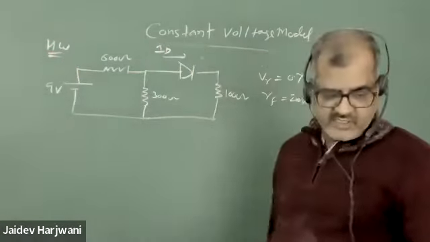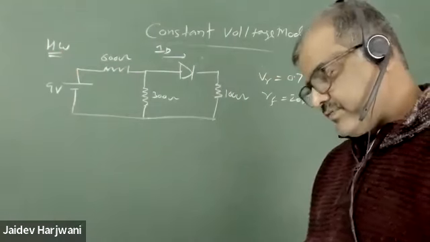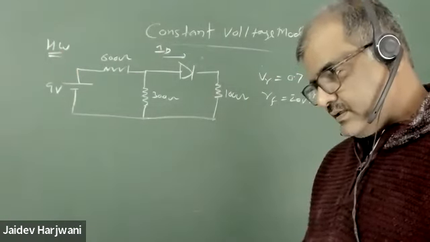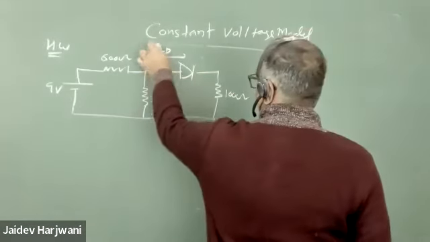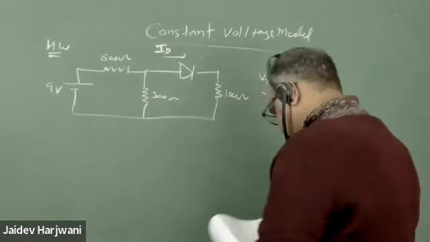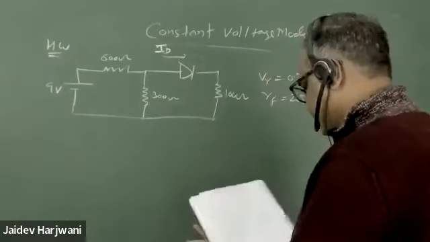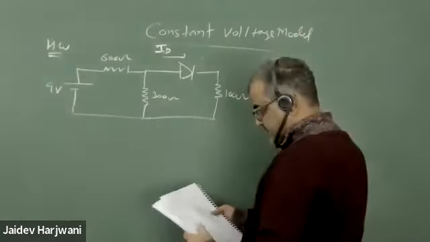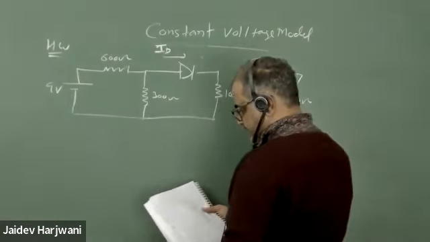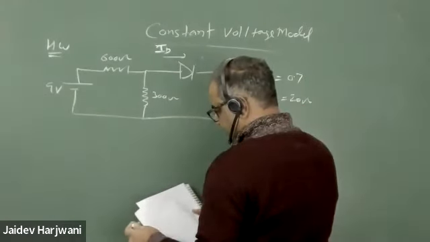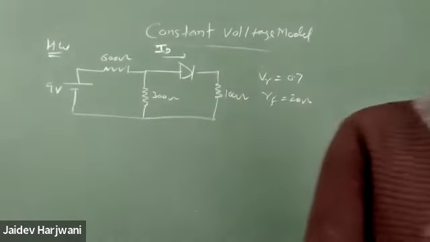We already solved this problem with the constant voltage drop model and the ideal model. Now just add the resistance here and tell me. The current through the diode is what we have to find out, ID, not this one. You need to find the current ID. I'm giving you the answer also, just check it, it may not be the same. I don't have the answer.